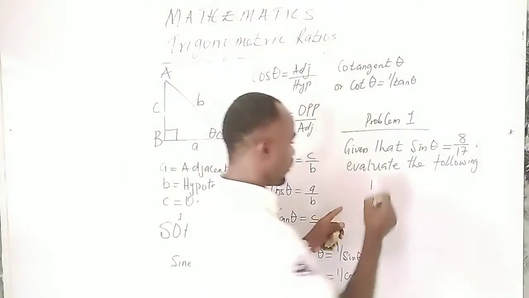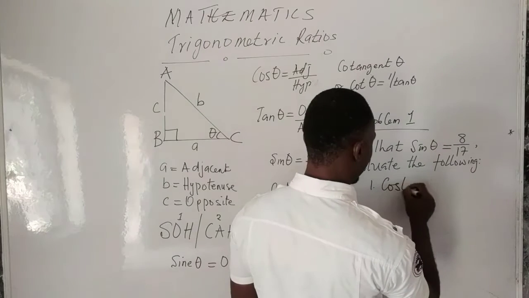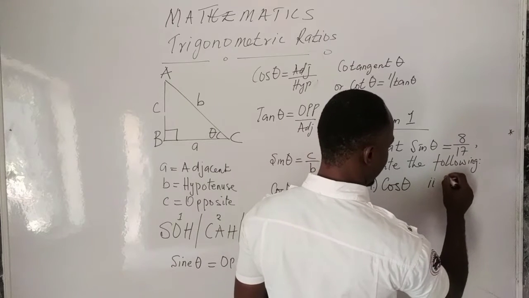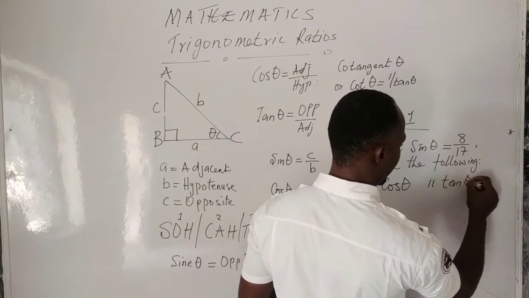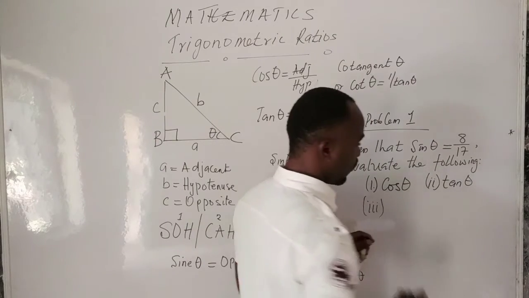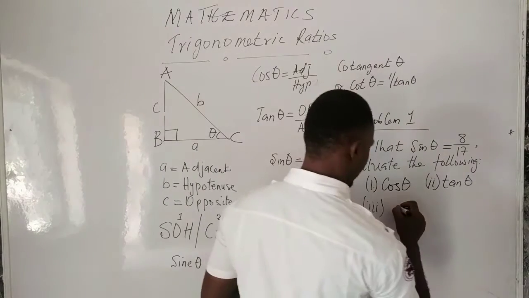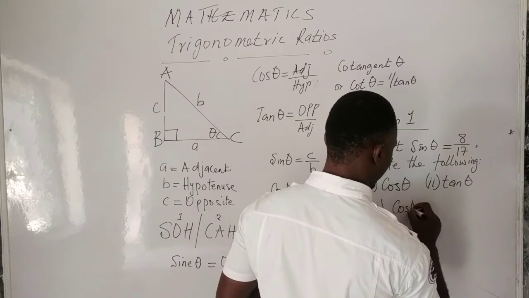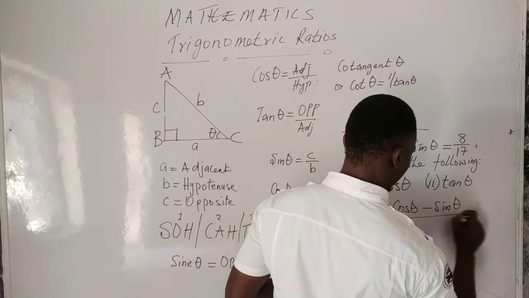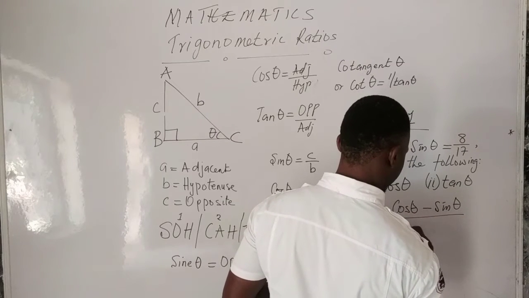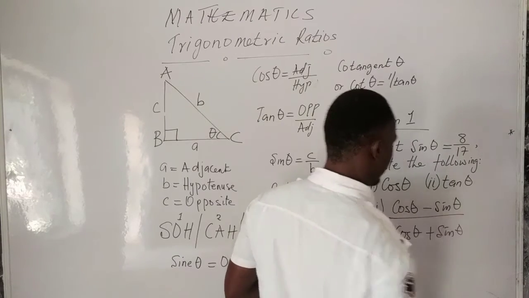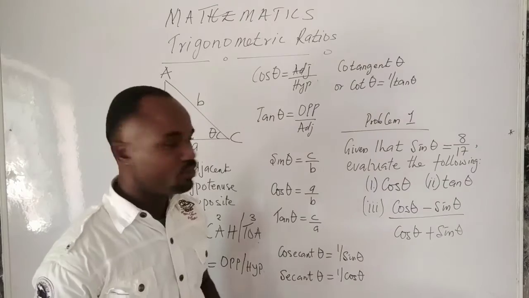The first thing we're going to evaluate is cos theta. The second we are going to evaluate is tan theta. And then the third question we are going to evaluate is cos theta minus sine theta all over cos theta plus sine theta. So we can see the question. This is problem number 1.